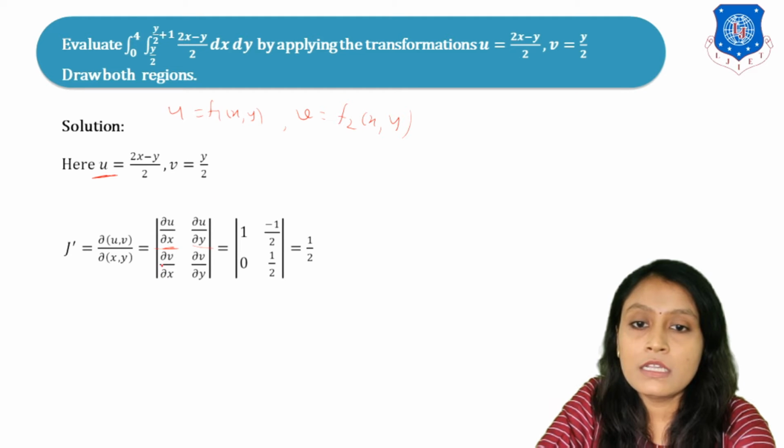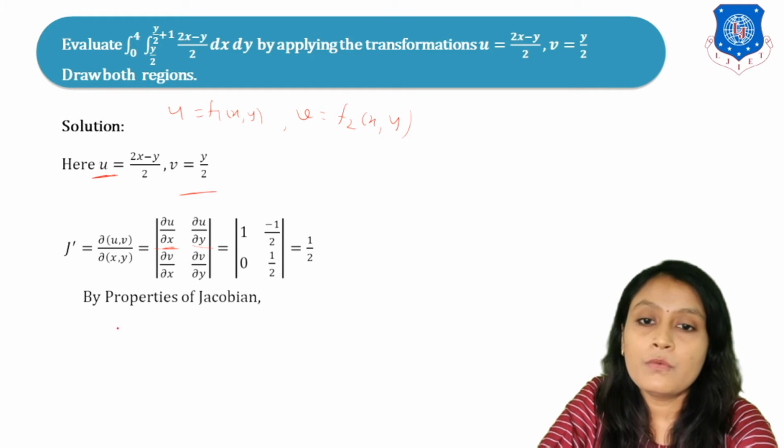Next we will find del v by del x, meaning the derivative of v with respect to x keeping y constant. So this is a constant term, so its derivative is 0. And next we will find del v by del y, that is the derivative of v with respect to y keeping x constant. So here you will have 1 by 2. Simplify this, and you will get J dash as 1 by 2.